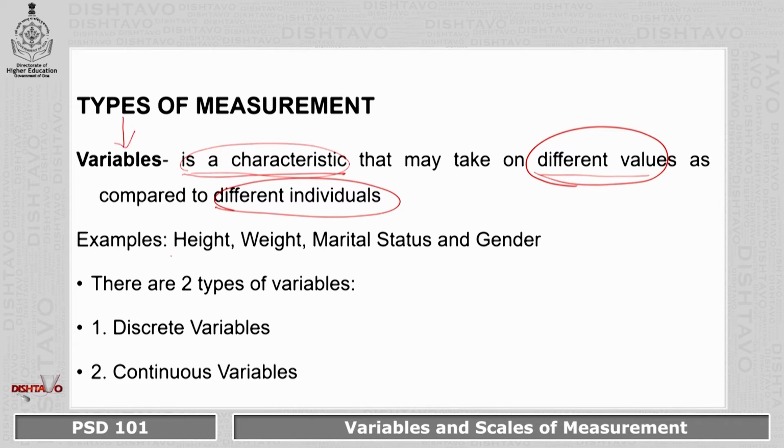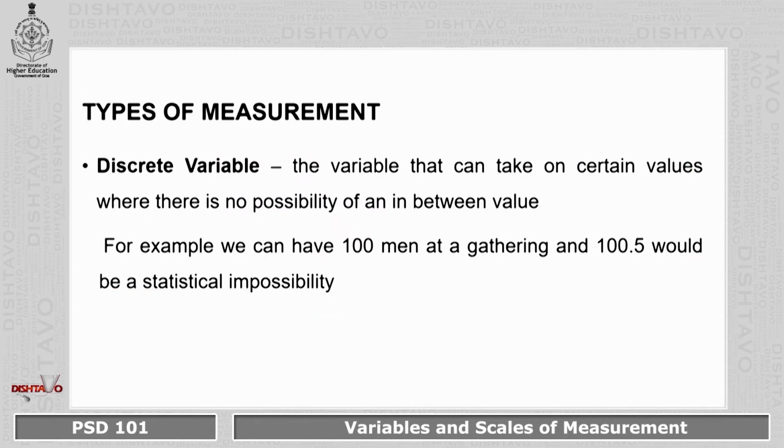Examples of variables are height, weight, marital status, whether you're married or unmarried, gender, male or female. Now, there are 2 types of variables. We have the discrete variables and we have the continuous variables. Let us see what's the meaning of a discrete variable and what's the meaning of a continuous variable.